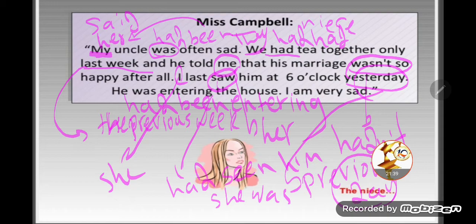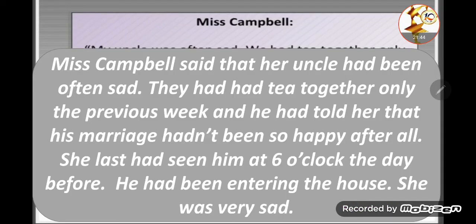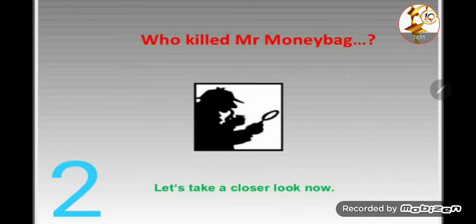Okay, let's see the answers. So Miss Campbell said that her uncle had been often sad. They had had tea together only the previous week, and he had told her that his marriage hadn't been so happy after all. She last had seen him at 6 o'clock the day before. He had been entering the house. She was very sad.